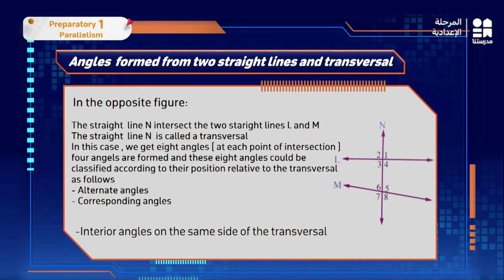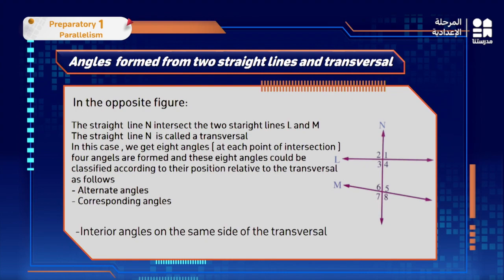Angles formed from two straight lines and a transversal. In the opposite figure, the straight line N intersects the two straight lines L and M. The straight line N is called a transversal. In this case, we get 8 angles.